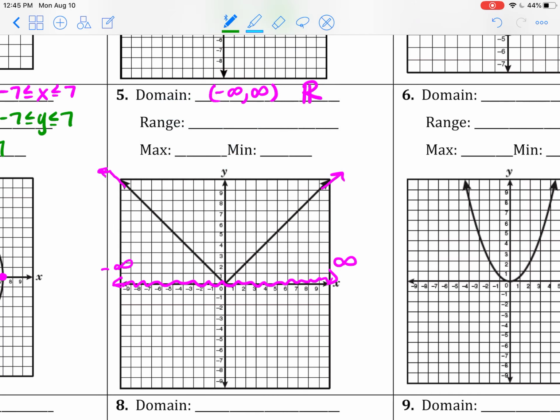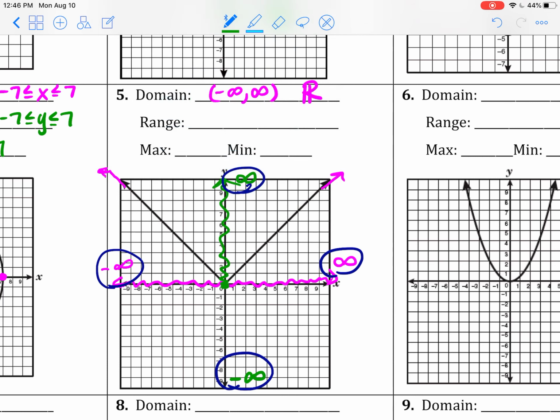For the range, as we scan from bottom to top, we do have a bound here. Its lowest value is 0, but this function goes up forever. And so it's going up to +infinity, whereas -infinity would be down here. And so when we're talking about our infinities, -infinity is to the left when you're talking about domain. It's to the bottom when you're talking about range. +infinity is to the right when you're talking about domain, and it's up when you're talking about range.